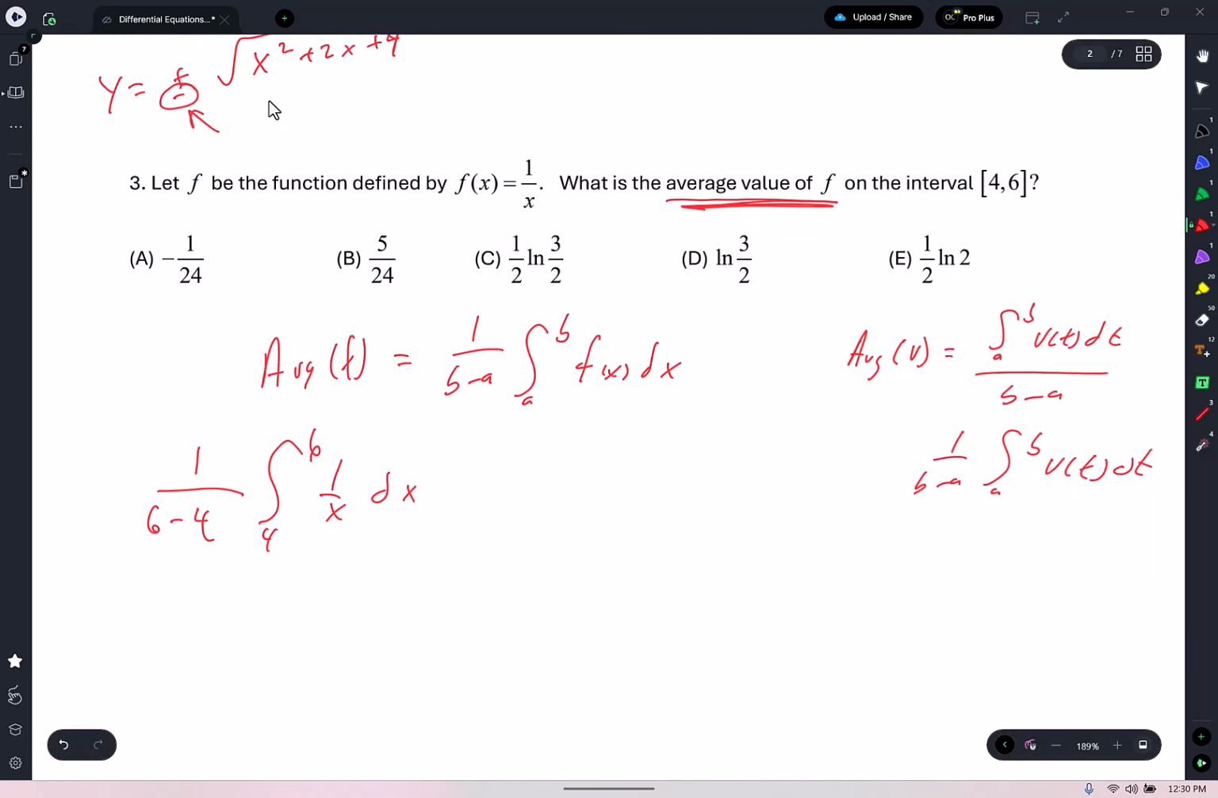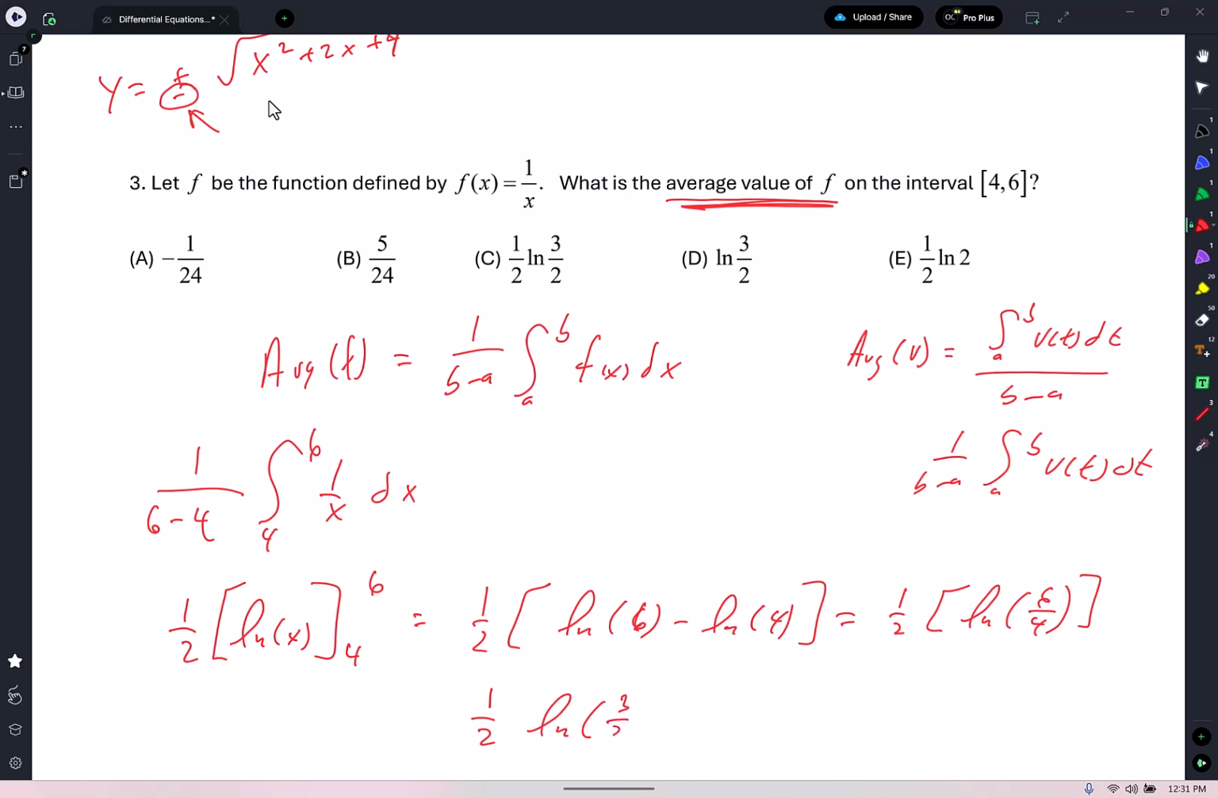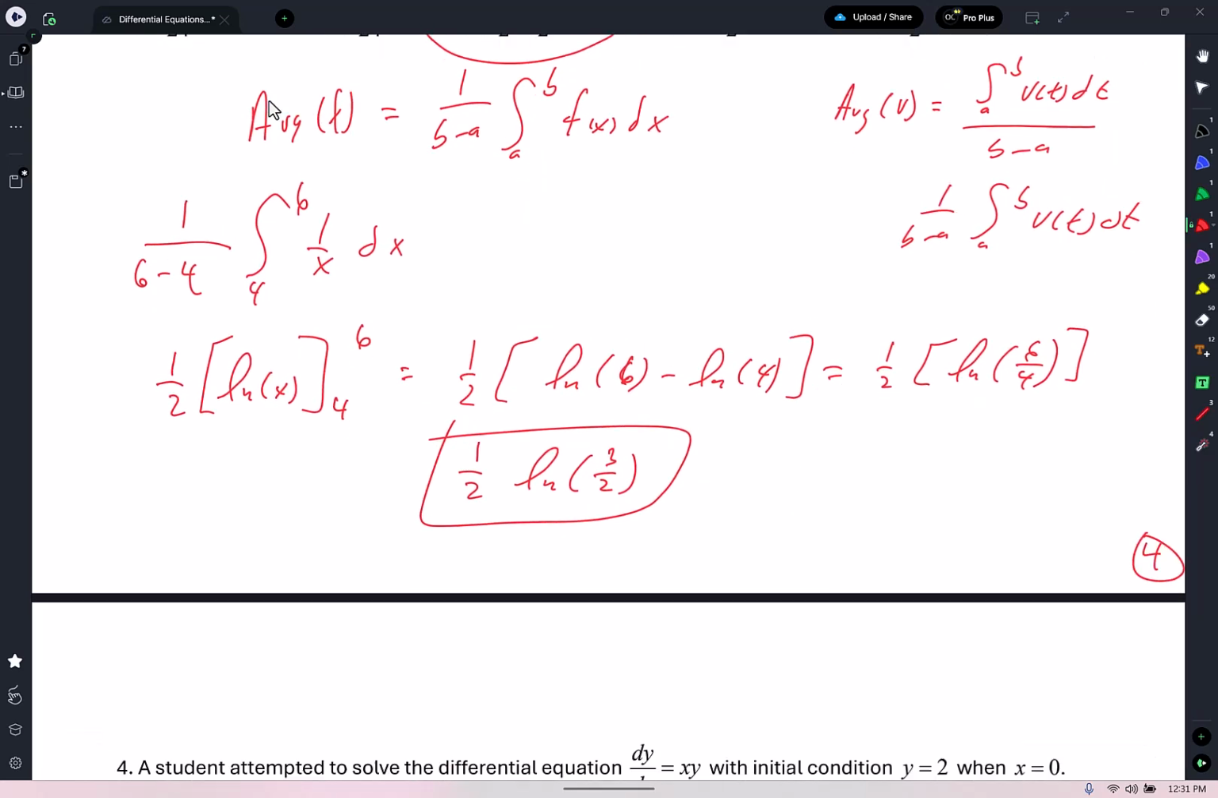So 1 over 6 minus 4, that's 1/2. Antiderivative of 1 over x is ln of x, and I am evaluating this from 4 to 6. So 1/2 times ln of 6 minus ln of 4. Now we're just using the quotient properties of logs. So ln 6 over 4. 6 over 4 is the same thing as 3 over 2, guys. So 1/2 ln 3 over 2. And there it is. So I think both of those together was worth 4 points.